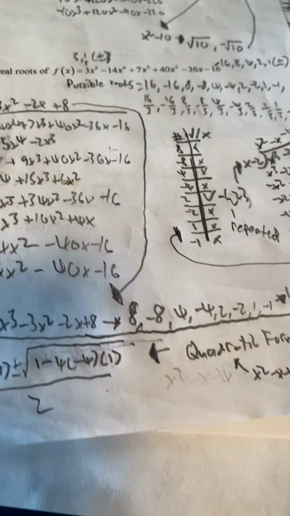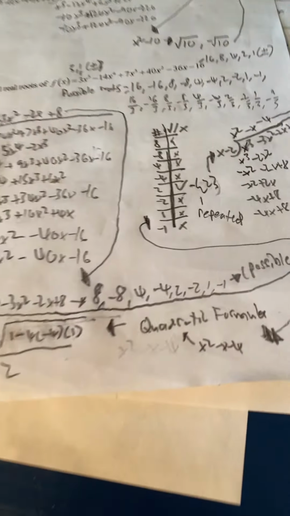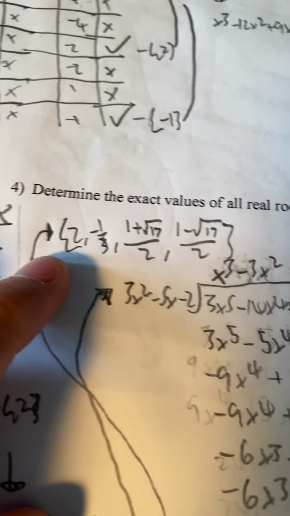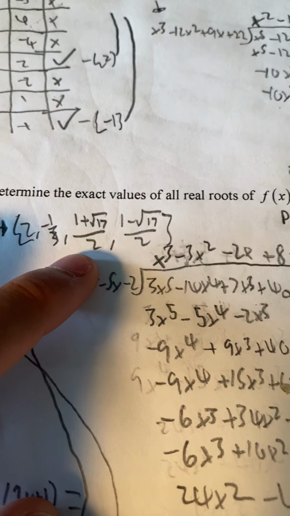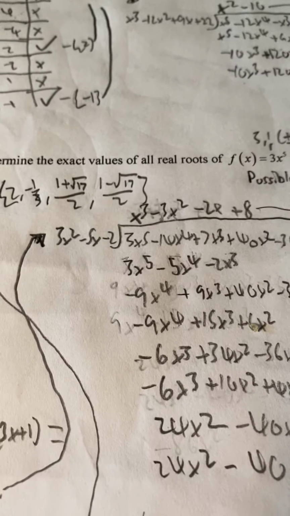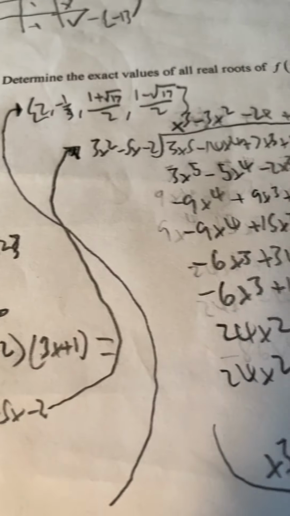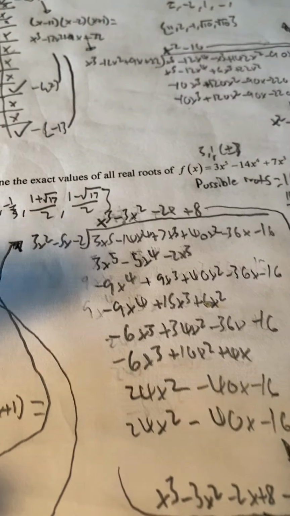I used the quadratic formula, and we got 2 new answers: 1 plus root 17 over 2 and 1 minus root 17 over 2. So the answers are 2, 2, negative 1/3, 1 plus root 17 over 2, 1 minus root 17 over 2. And the reason there's only 4 roots is because 2 is repeated. So x minus 2 squared would also work into this, but the question was just to find the exact real roots.